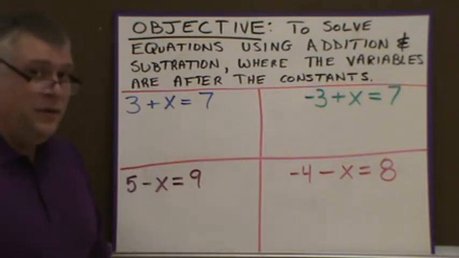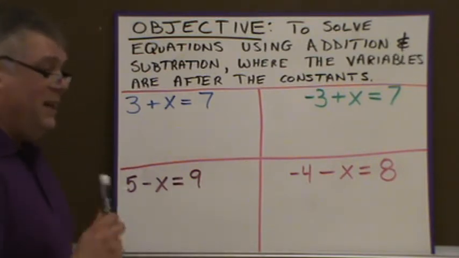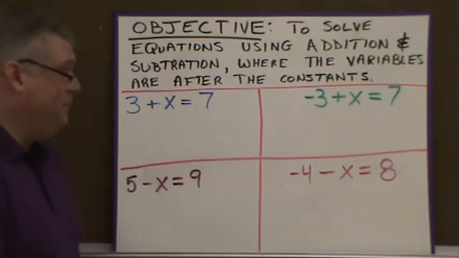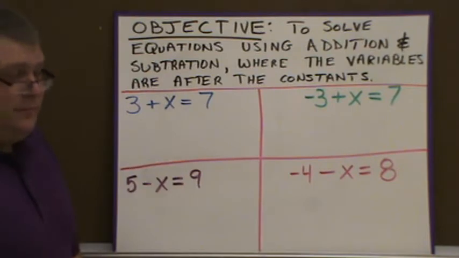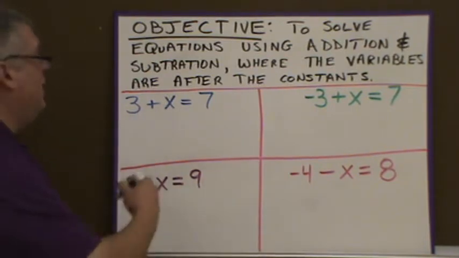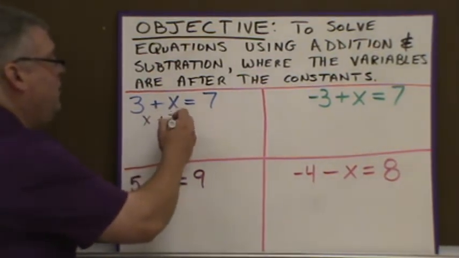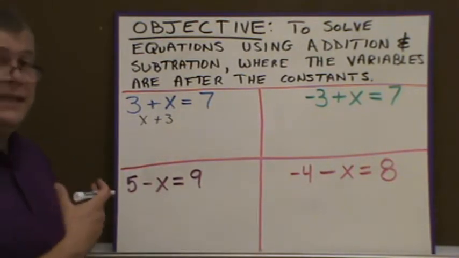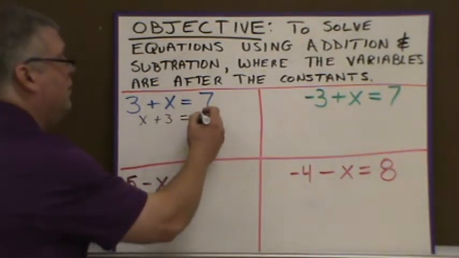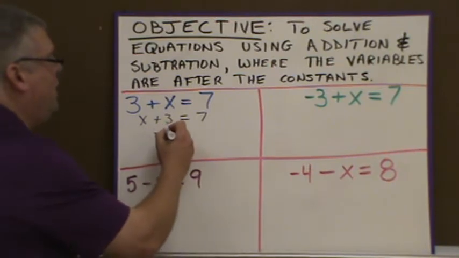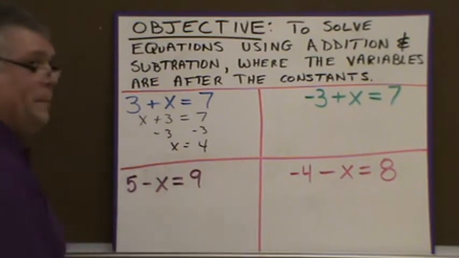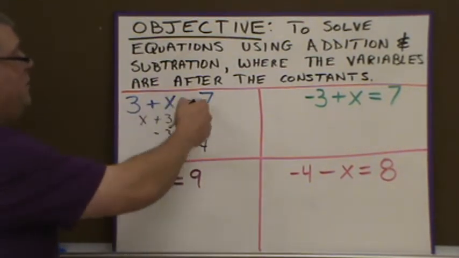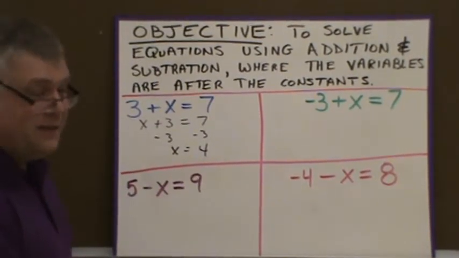We can still work with the opposite operations. You've got to be careful about what operation you're looking at. When I've got 3 plus x equals 7, that can be written as x plus 3. It's still the same thing. Addition is commutative. So I can still do that opposite operation of minus 3 and get x is equal to 4. I don't even have to do the swap. I can do minus 3 from both sides, and I get x is equal to 4.